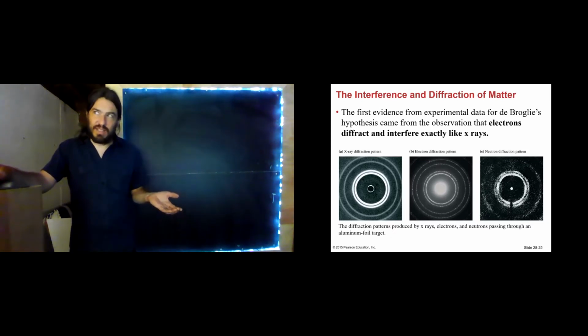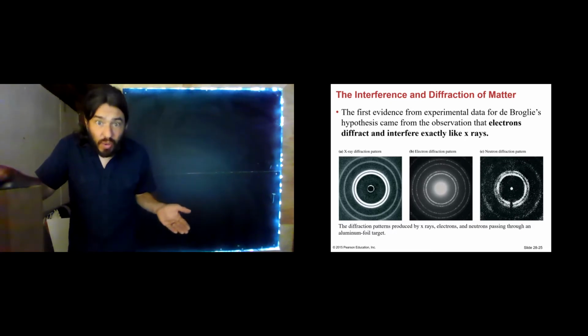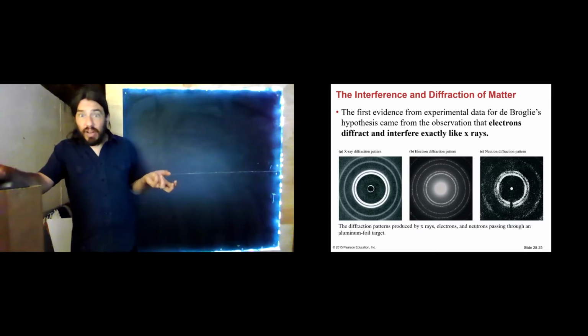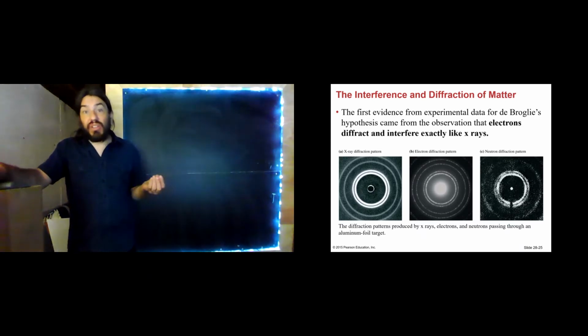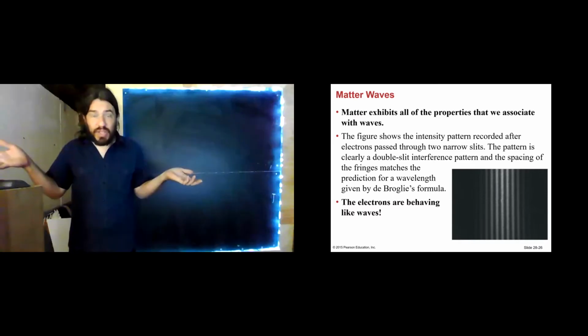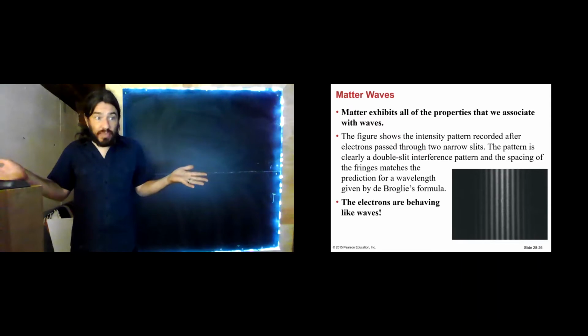Well, what diffracts? Waves diffract. Particles do not diffract. They just don't. So this is evidence to support de Broglie's theory that material particles also have a wavelength. And we find, as we delve in a little bit deeper, that matter exhibits all of the properties we associate with waves. All of them.